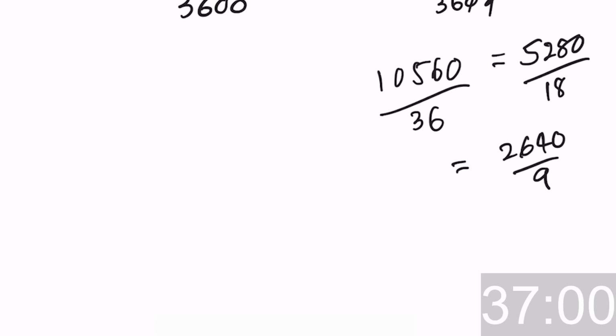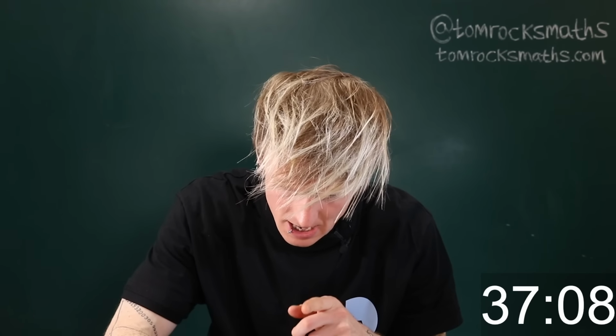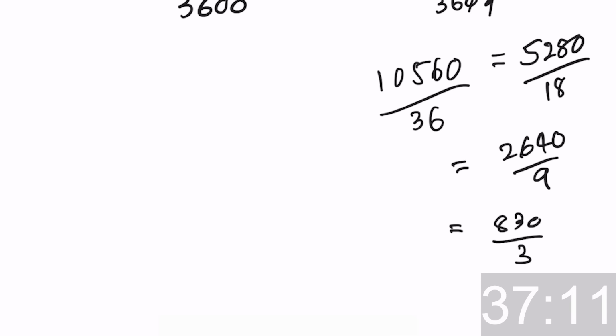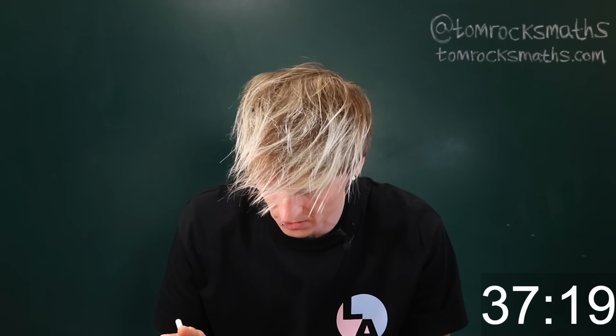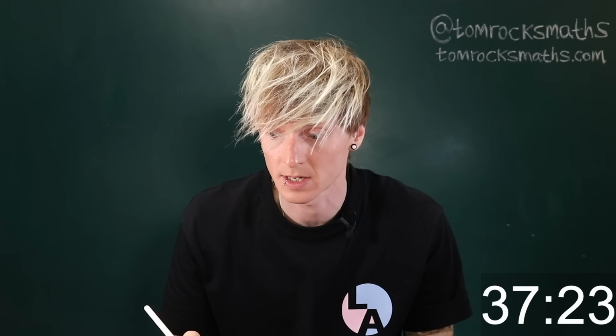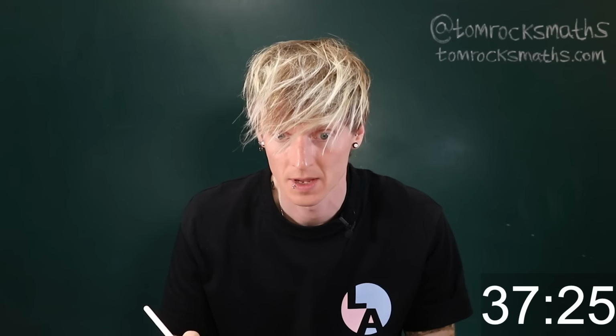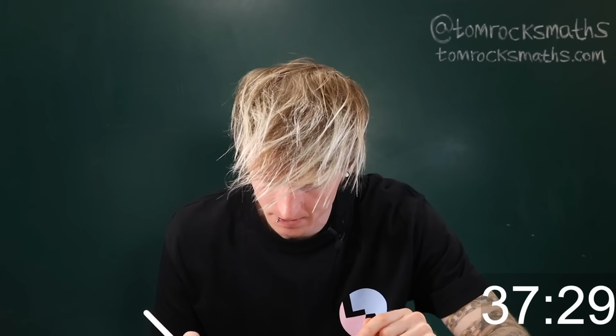So 830 over 3, is that right? No, it's not 830. 880 maybe over 3. Let's just check. So if that was 880, 2400 plus another 240, yes. 880 over 3, I think is the answer. And 3's don't go into 880, no. So it's 880 over 3, I think.